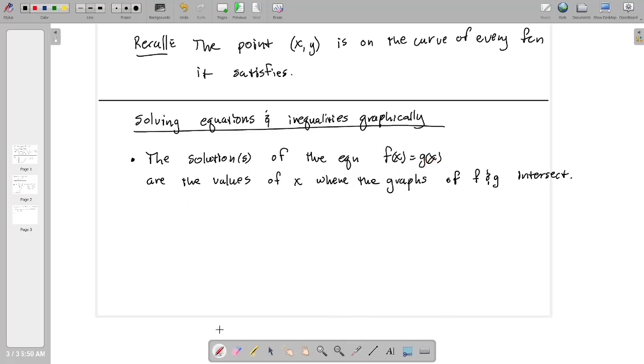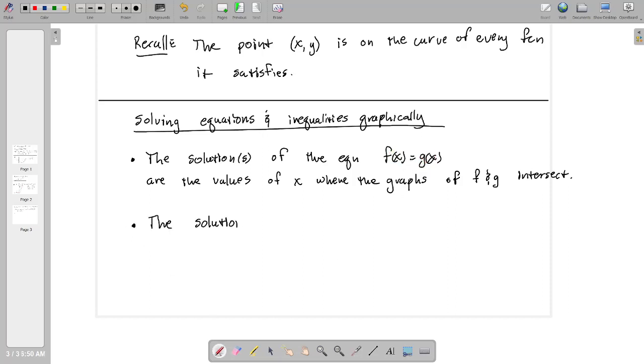The y value is just the equality. Remember that y equals f of x and a different y will equal g of x for these two functions, and it'll map out a curve. What we're looking for is at what specific x values their corresponding y values are equal.